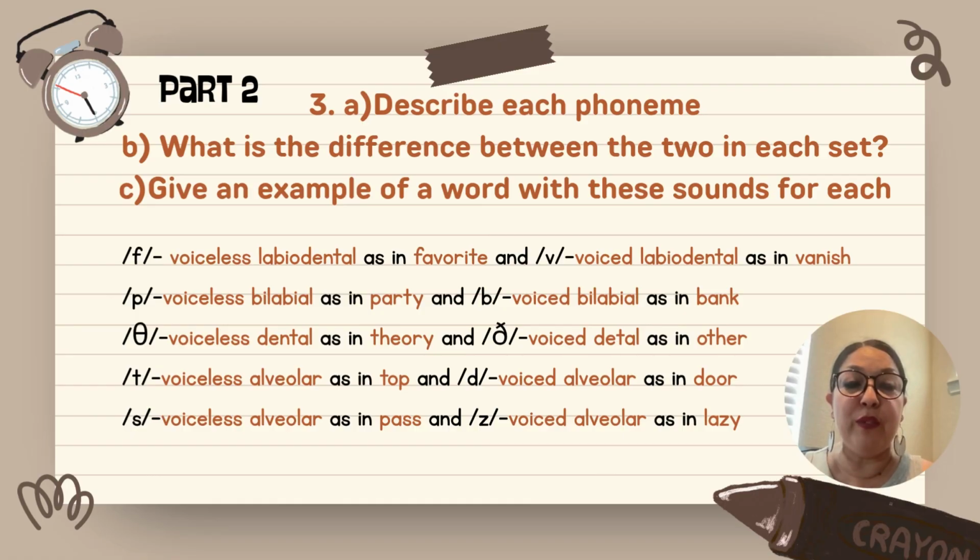For this part, I will describe each phoneme set. I will give an example of a word with these sounds, and at the end, I'll describe the difference between all the words in the sets. So the first one is the /f/ and the /v/, which are both fricatives, which means that you can maintain that sound as long as there is air in your lungs.